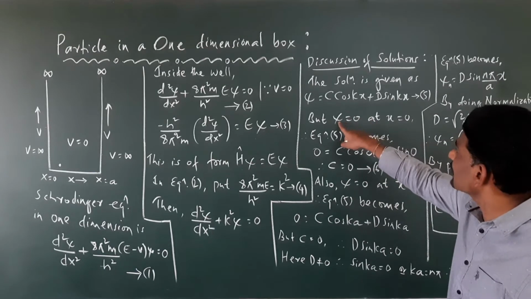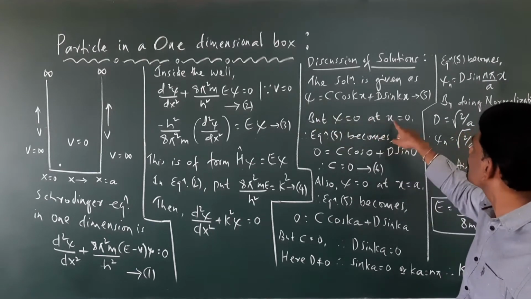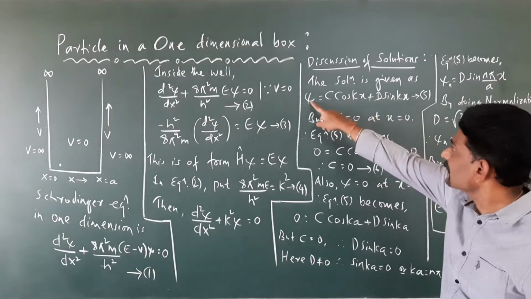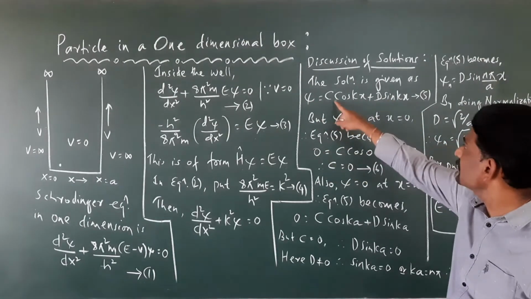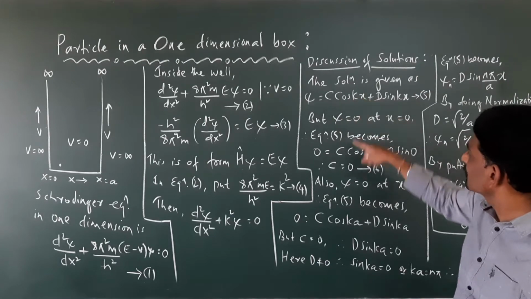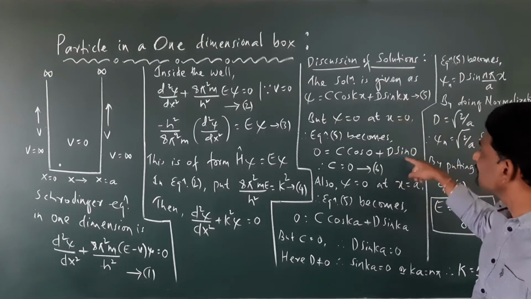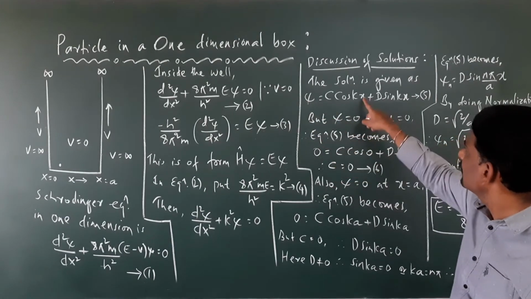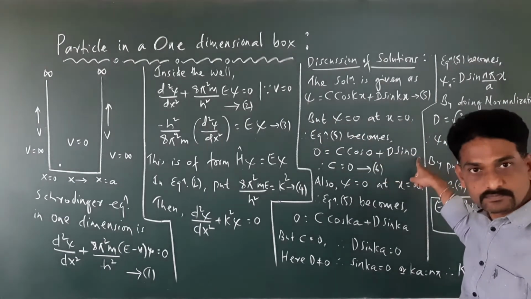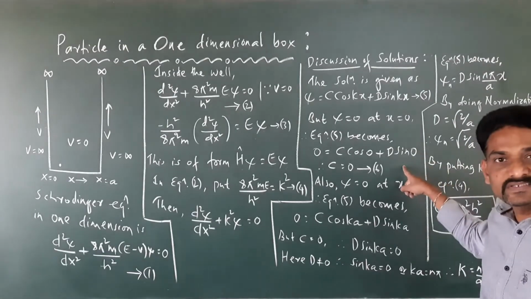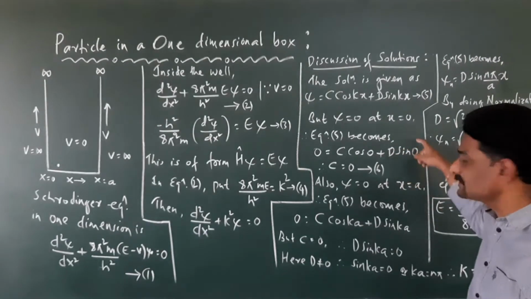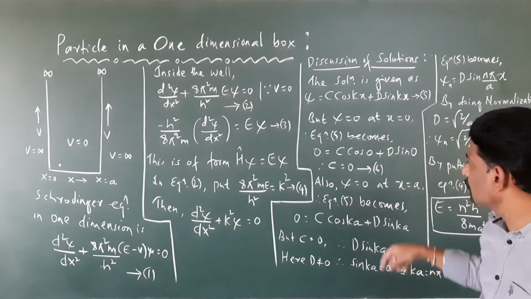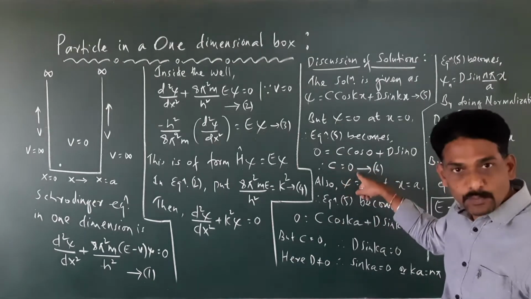So if you put psi equals 0 and x equals 0 in this equation, what is it going to be? Psi is written as 0. So c cos 0 plus d sin 0, by substituting the value of psi as 0 and x as 0, right? So what is sin 0? Sin 0 is 0. So this term is going to be 0. What is cos 0? Cos 0 is 1. Therefore, we get the value of c equals 0.